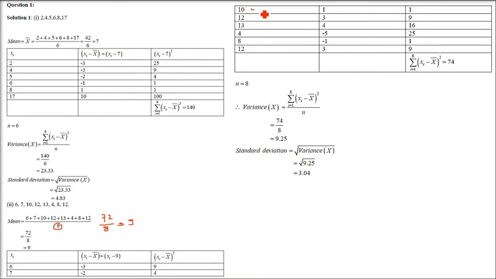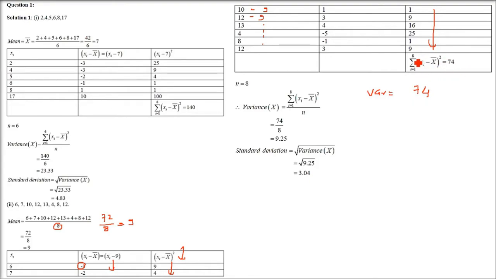Now you have to subtract this mean from each element of the first column: 6 minus 9, 7 minus 9, 10 minus 9, 12 minus 9, all of these. So the second column is basically xi minus x bar. X bar was 9, so all the elements have to be subtracted by 9. Now you square it, and then you add it. The third column is the square of the second column, and then we add it. 74 has come.